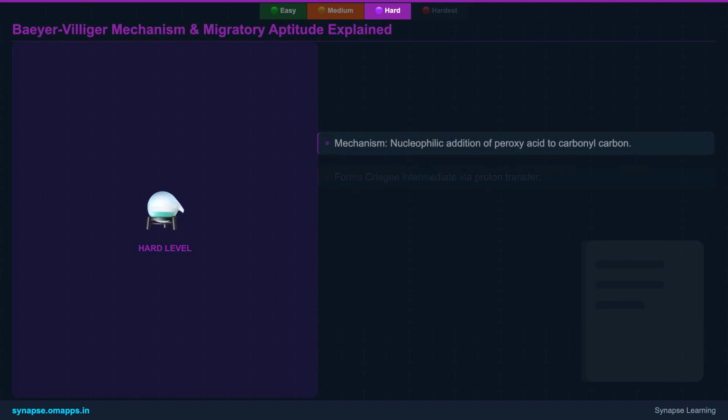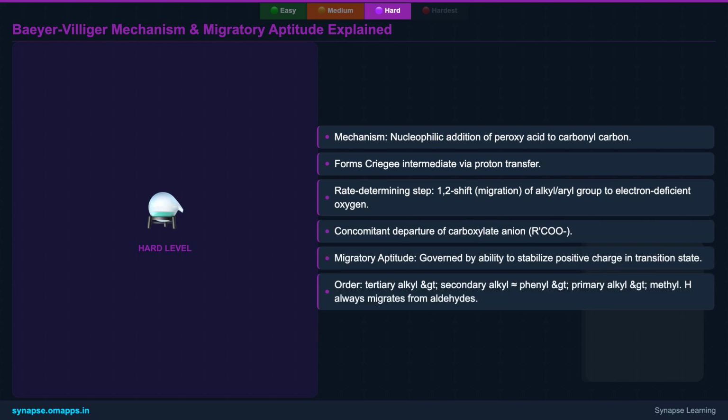The Baeyer-Villiger oxidation is not just a migration, it's a beautifully orchestrated rearrangement. The mechanism starts with the nucleophilic attack of the peroxy acid on the carbonyl carbon, forming a Criegee intermediate. The crucial step is the shift of an alkyl or aryl group from the carbonyl carbon to the electron-deficient oxygen of the peroxy acid, accompanied by the departure of a carboxylate anion.